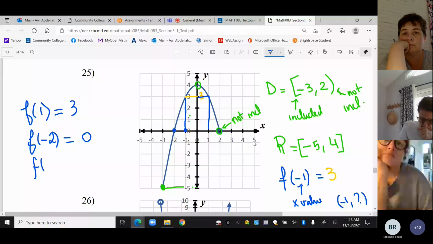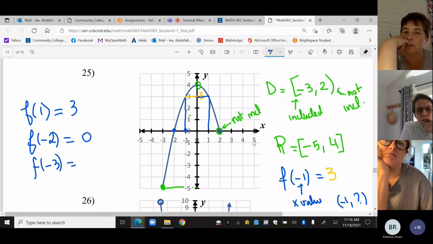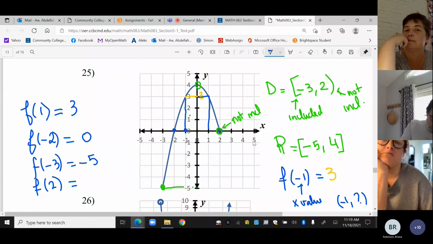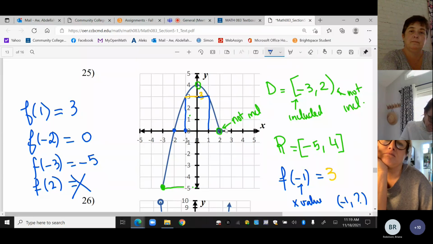What is f of -3? Would it be -5? Exactly. F of -3 is -5, right? Okay. What is f of 2? Also 0. It's supposed to be 0, except what you have around that point. Oh, it's an open circle. So it's supposed to be 0, but since we have an open circle, we say undefined. You see, 2 is not in the domain.